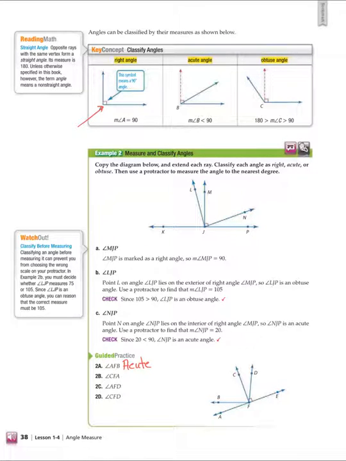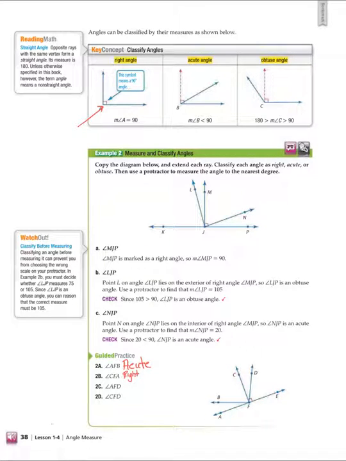Okay, next we have CFA. So from C to F to A. Right there. Now, if this side over here is 90, and it tells us it is, and I've got a straight line across here, that means this has to be 90, because 90 plus 90 is 180 degrees in that whole straight line. So CFA has to be a right angle. Okay?